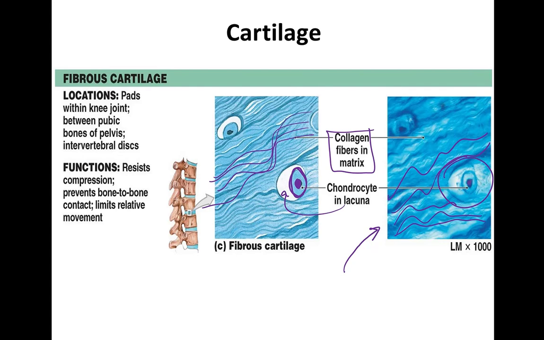Fibrous cartilage is very rigid. It resists compression, meaning you can't flatten it out. You find it in places where two structures come together under pressure in the body. Think between bones, like the cartilage pads between your vertebra. There are fibrous cartilage pads within your knee joint, between the pubic bones of your pelvis as well, where your pelvis comes together in the front of your body.